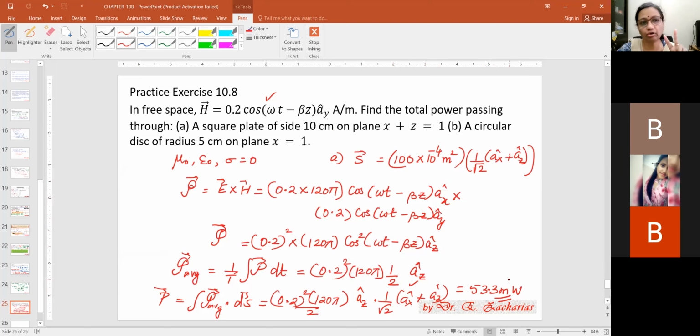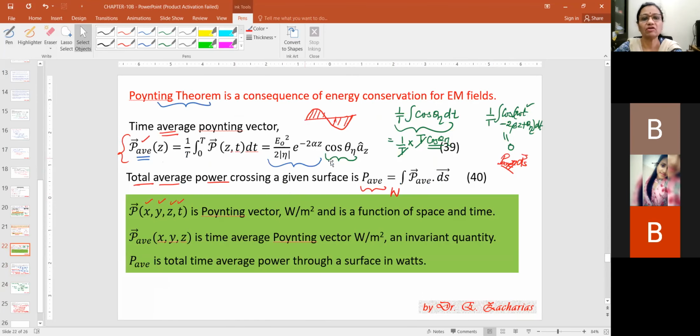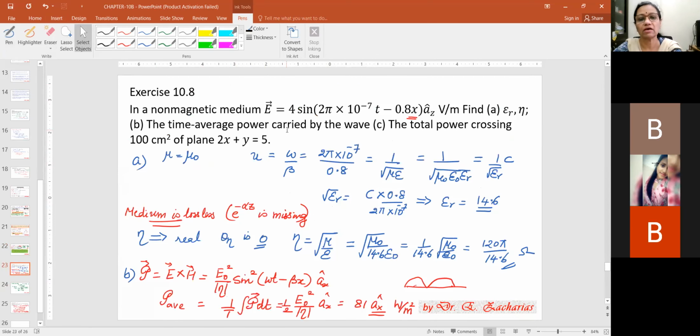Okay, now I have done two problems which are both lossless. One is free space and the other is a lossless medium. But when it is a lossy medium, you have to use this particular equation. It's a lossy medium, theta eta will come into picture. Theta eta was not there for the others, and you know that cos 0 is 1.